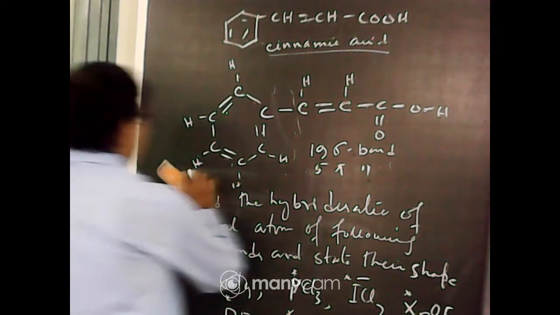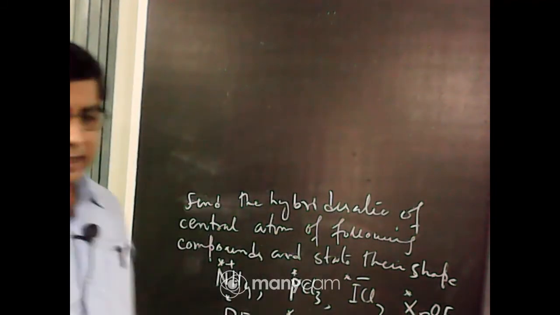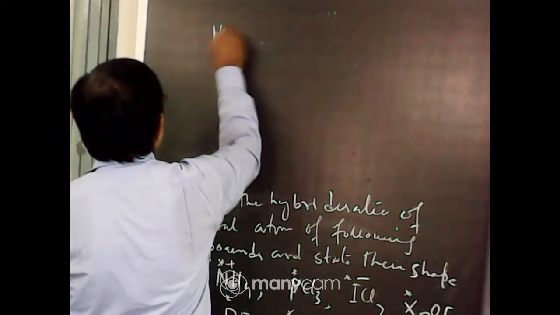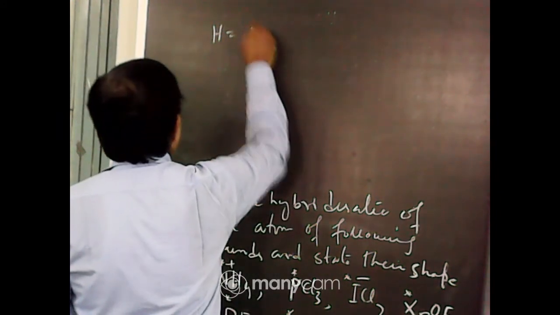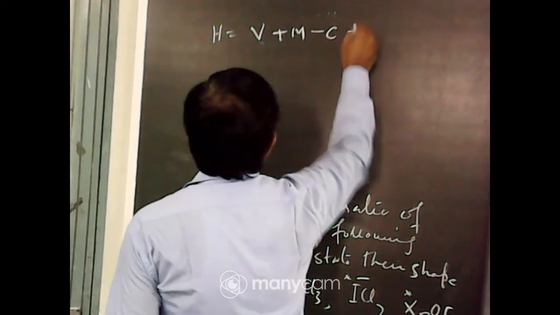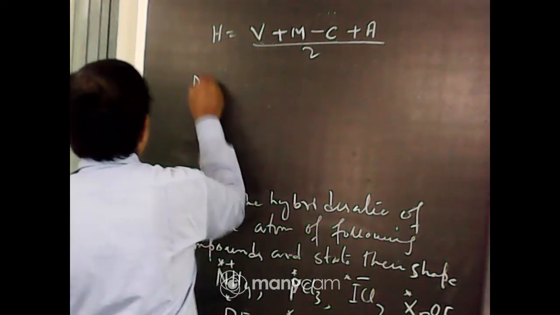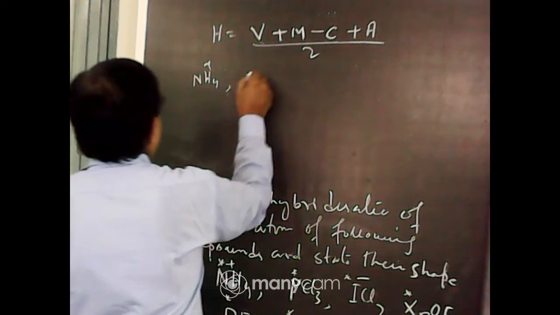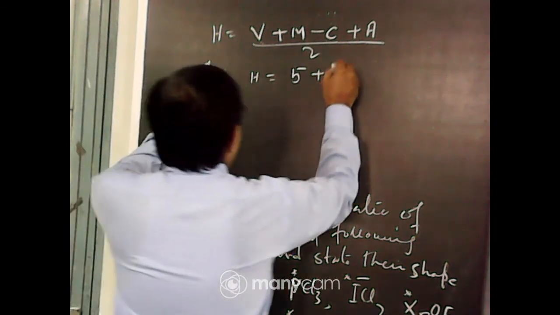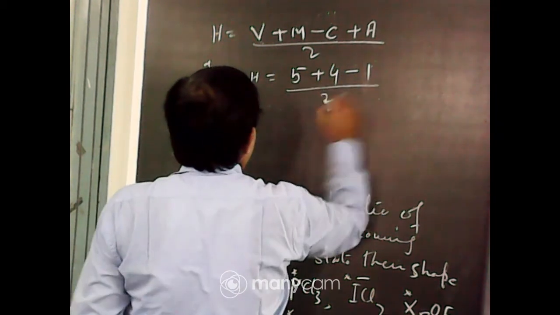So how will you calculate this? Remember the formula for the hybridization of the central atom. What is the formula? First find the H. H equals number of valence electrons plus number of monovalent atoms minus charge of cation plus charge of anion, divided by 2. So for NH4+, H equals nitrogen has 5 valence electrons, plus 4 monovalent atoms, minus 1 charge of cation, divided by 2, that is 4.